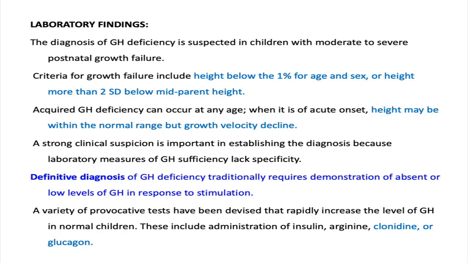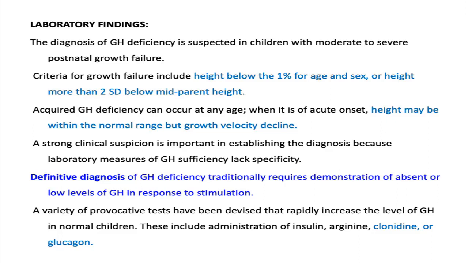A variety of provocative tests has been devised that rapidly increase the level of growth hormone in normal children. These include administration of insulin, arginine, clonidine, or glucagon. In all these cases, we induce either hypotension or hypoglycemia in order to stimulate growth hormone.